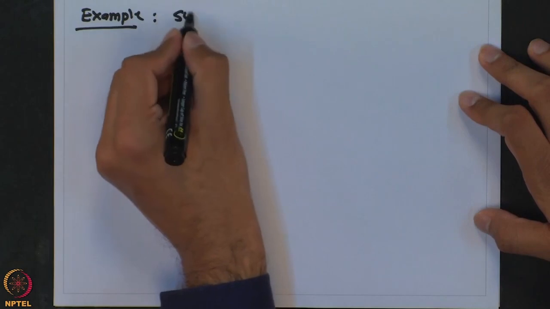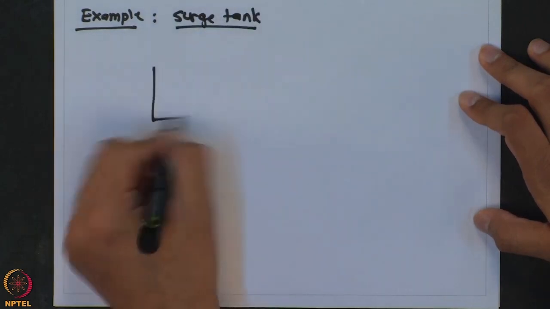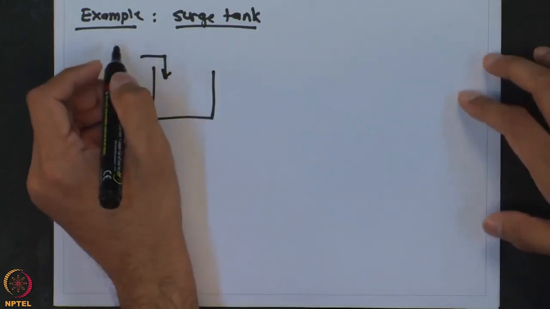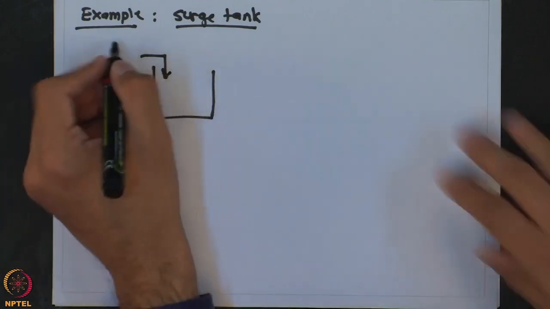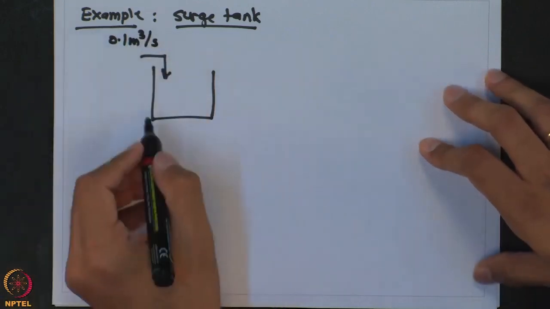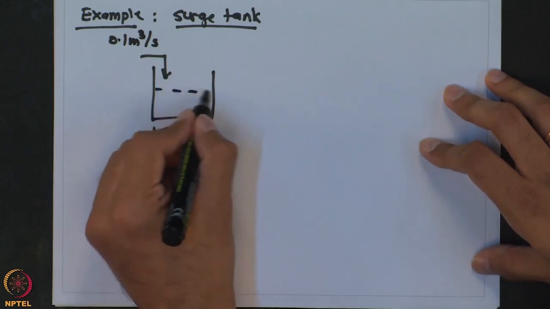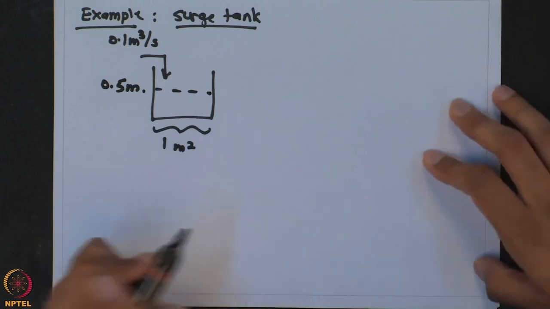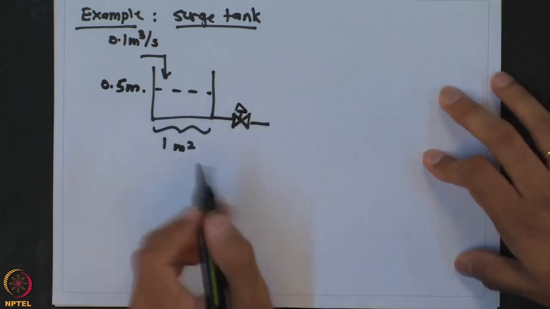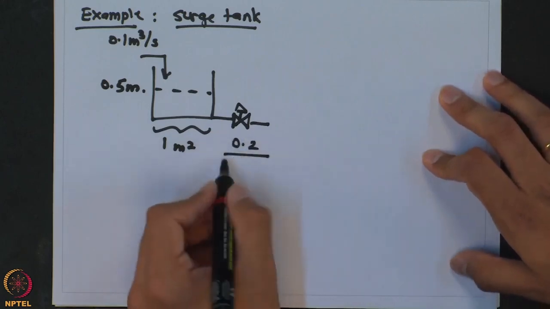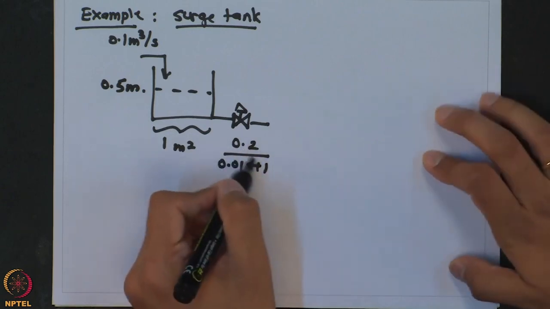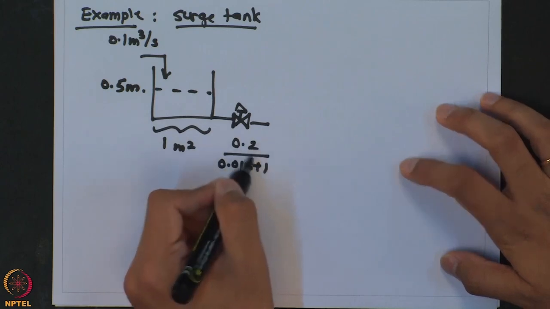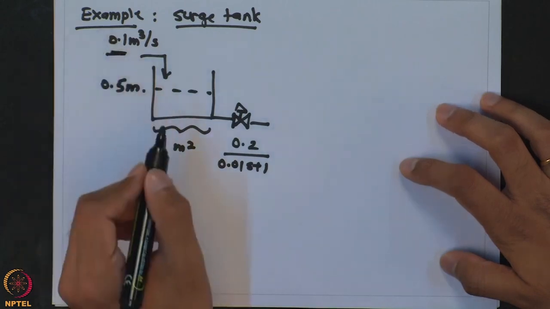For that, let me consider a simple example of a surge tank, where the inlet is coming at a flow rate of 0.1 meter cube per second, for example, the area is 1 meter square and the level is currently 0.5 meter. At the outlet there is a valve whose transfer function is, let us say, given by this. The maximum flow this particular control valve can take is 0.2 meter cube per second. So, at any time it can take almost twice the inlet amount of flow.